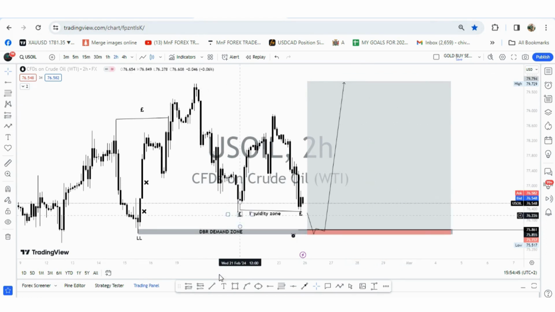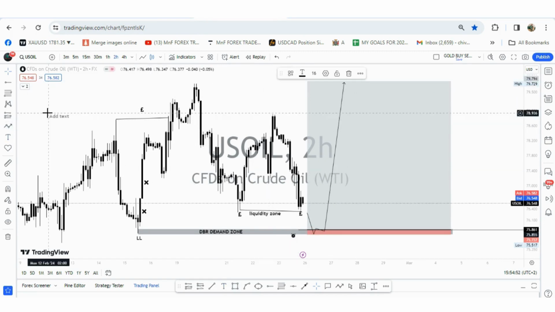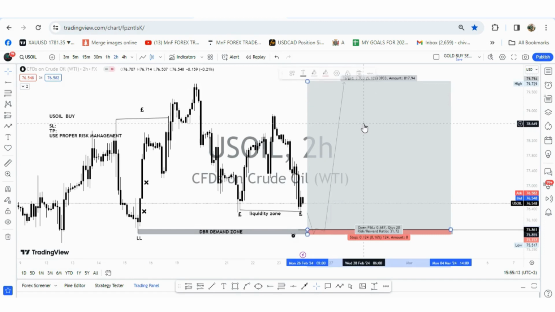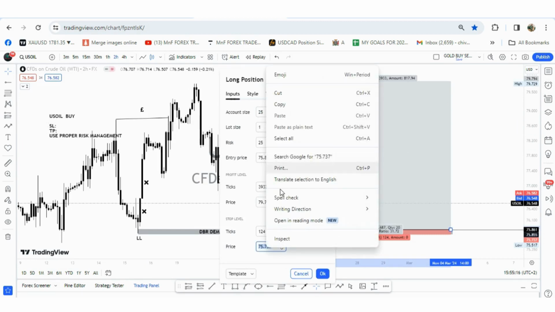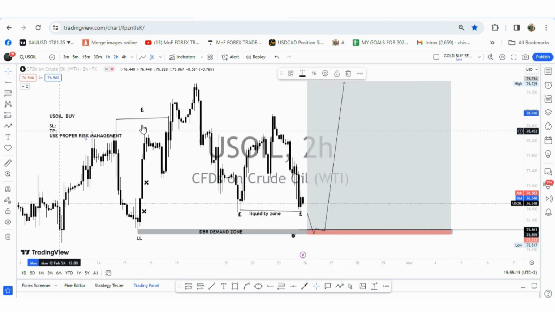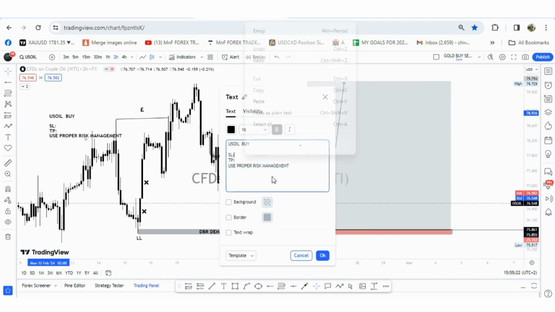So of course, what we're going to do is send this to our private community. Let me just show you what we do. I'm always preparing in advance. So this is USO, and this is a buy opportunity. Our stop loss is going to be at this level right there, and our TP is going to be at that level. And as always, we use proper risk management. That's what we always do. It's very simple. I just come here and copy this. You can see this is my stop loss, and I'm just going to insert it there. Okay, this is my stop loss, which is the 12 pips right here.